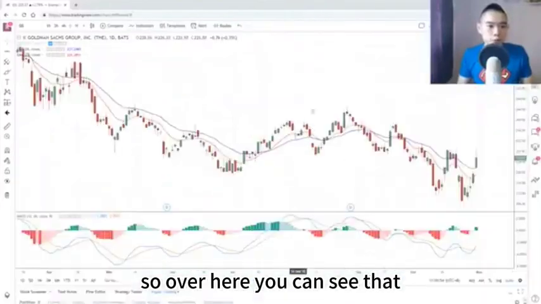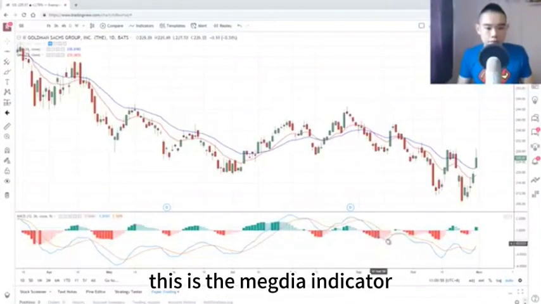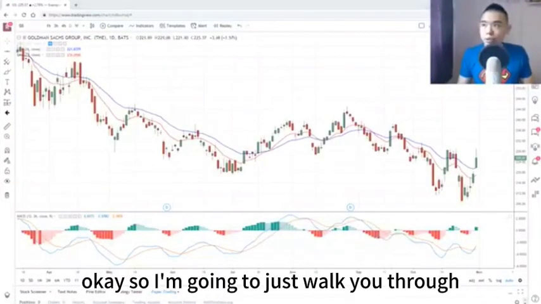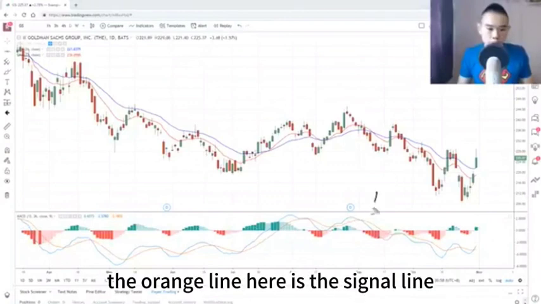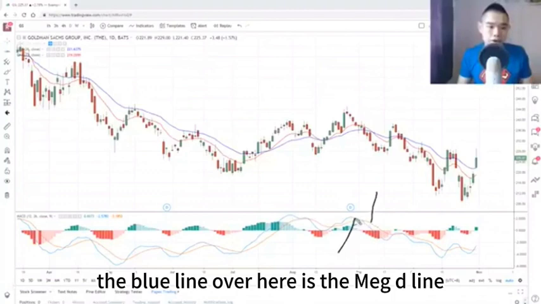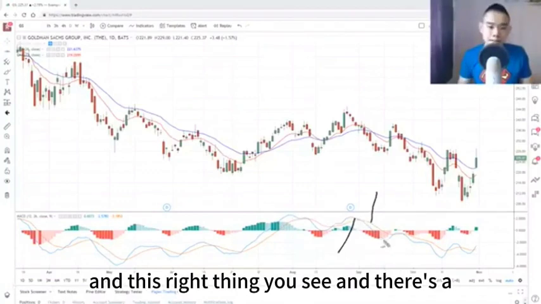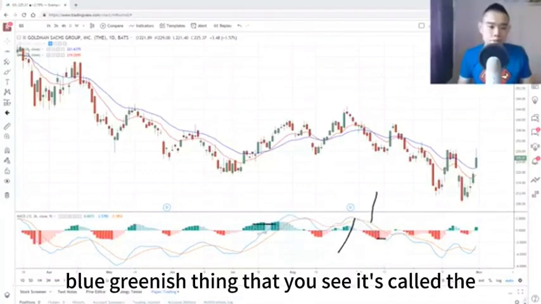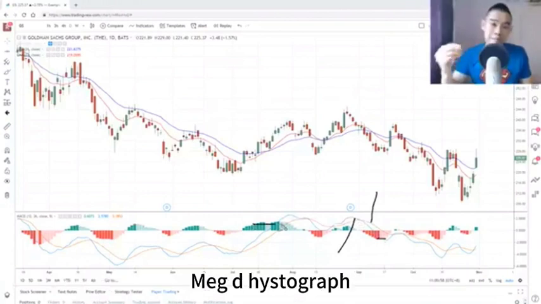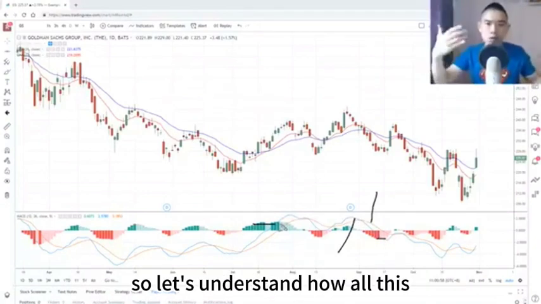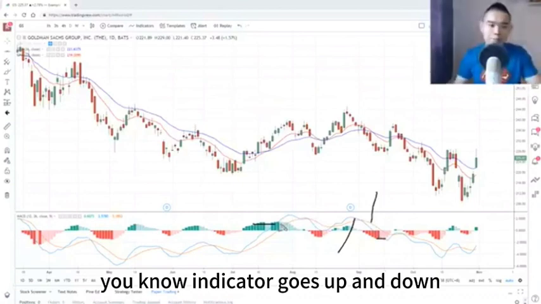So over here, you can see that this is the MACD indicator. I'm going to just walk you through what they are. The orange line here is the signal line. The blue line over here is the MACD line. And this red thing you see and this blue greenish thing that you see, it's called the MACD histogram. So let's understand how this indicator goes up and down.